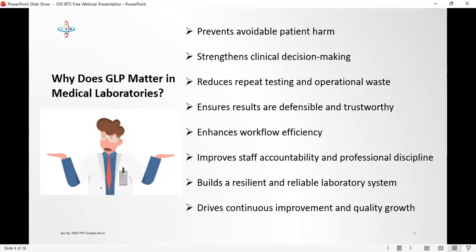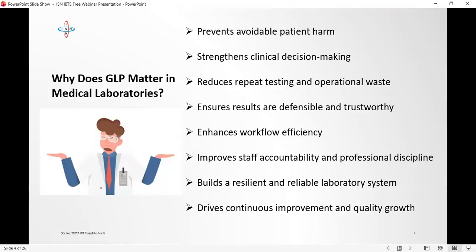Good laboratory practice also improves staff accountability and professional discipline. When you put good laboratory practice into place, your med lab scientists can beat their chest and say, yes, I'm a professional and I'm disciplined, because I've put in place every requirement that needs to be in place before any result is sent out. Your staff will also be accountable when good laboratory practice is put in place in your facility.